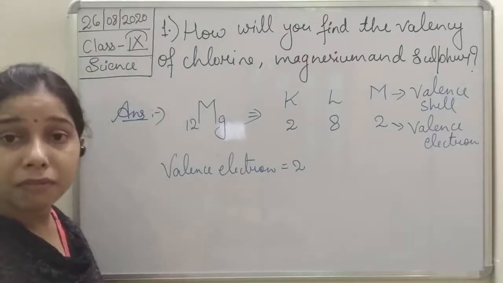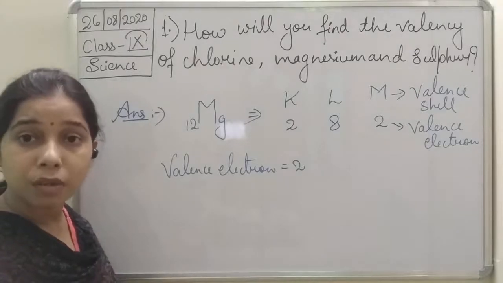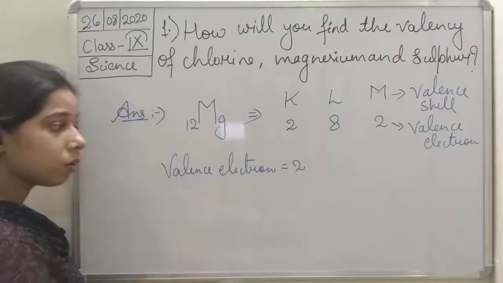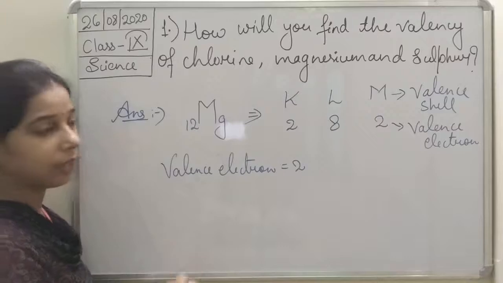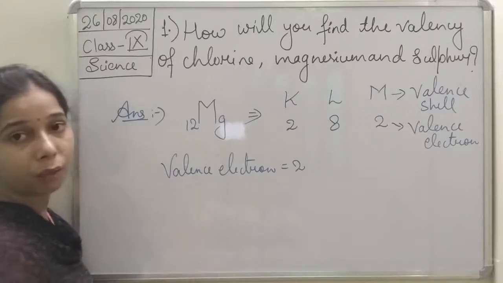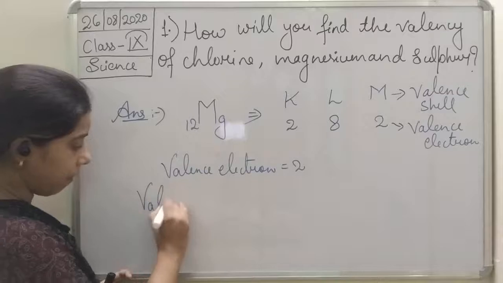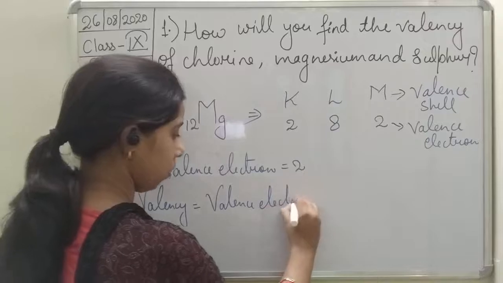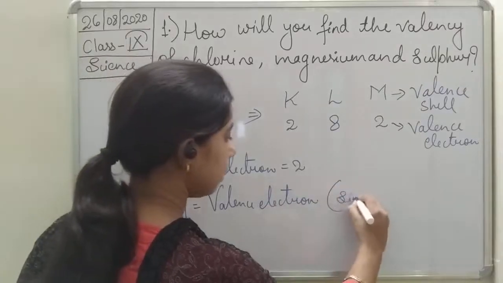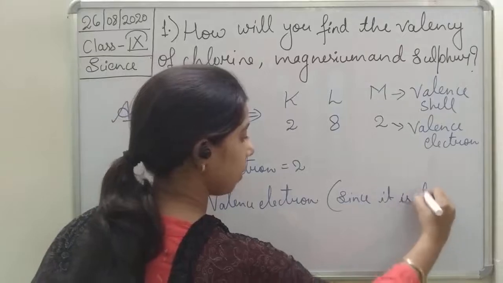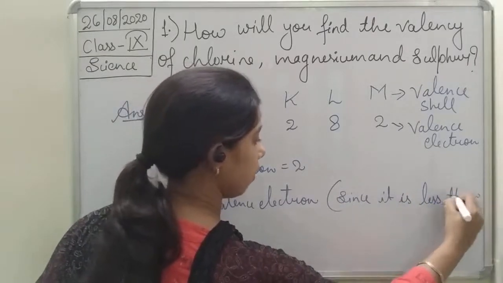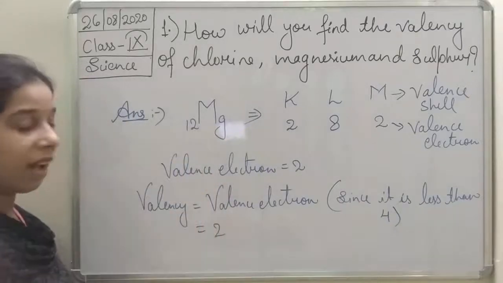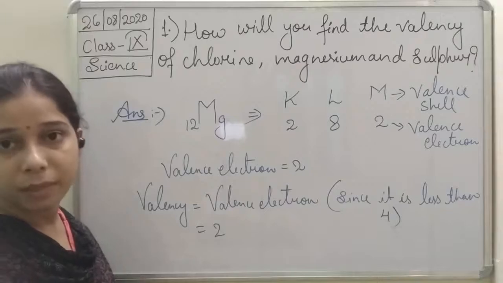And if the valence electron is 2, what will be the valency? So you know that if valence electron is up to 4, 1 to 4, valency will also be 1 to 4. So here also valence electron is less than 4. So we can say valency will be equal to the valence electron. So you will write it, valency is equal to valence electron, in bracket you can write, since it is less than 4. Okay, so it will be equal to 2. So valency will be 2 for magnesium.